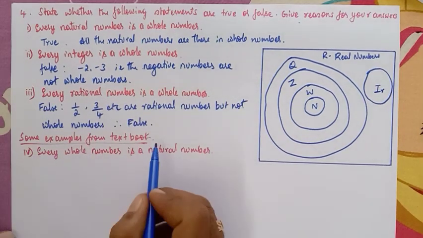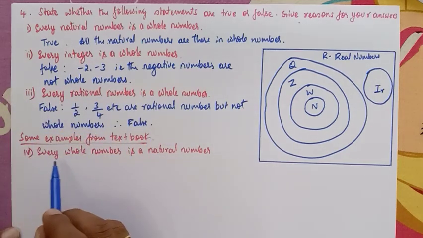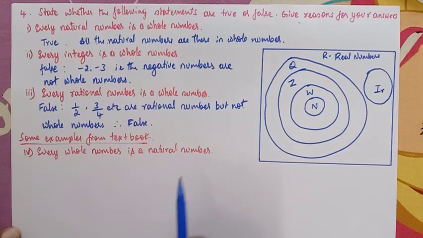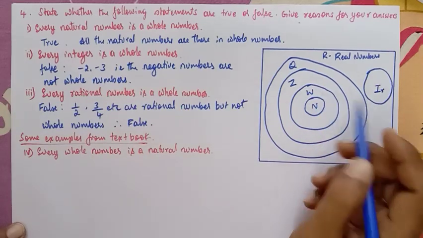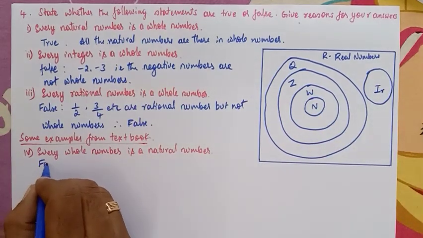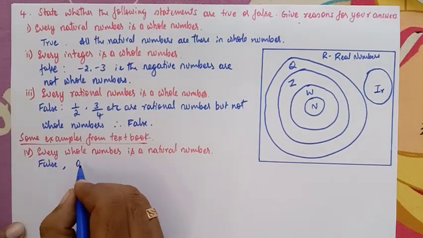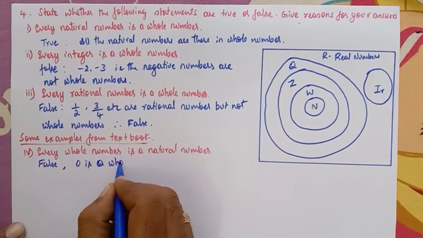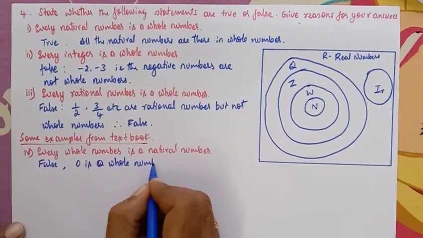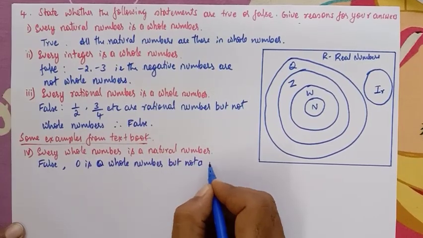Some examples from textbook. Fourth one, true or false? Every whole number is a natural number. No. False. The direct answer is 0 is a whole number, but not a natural number.